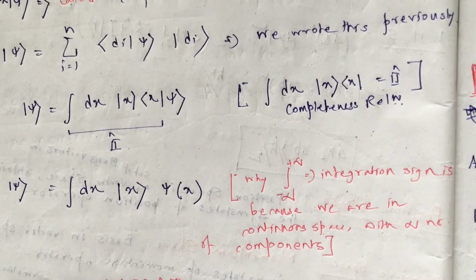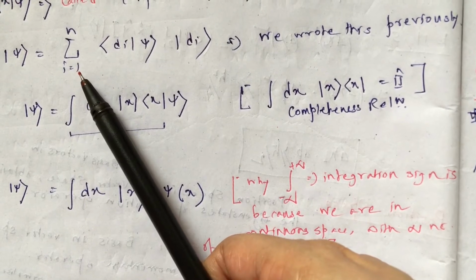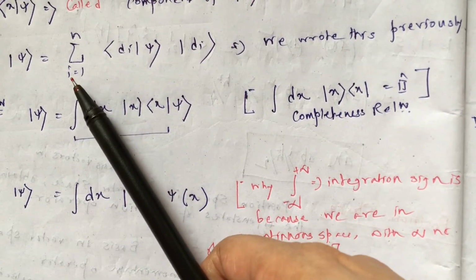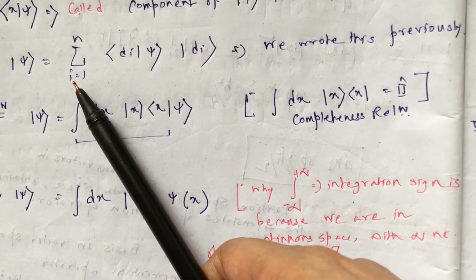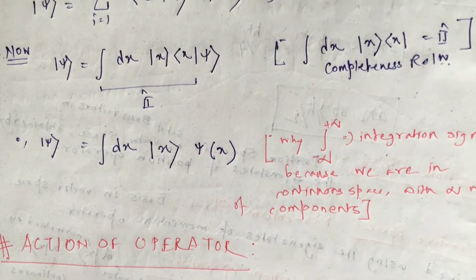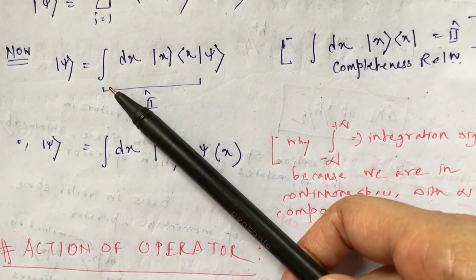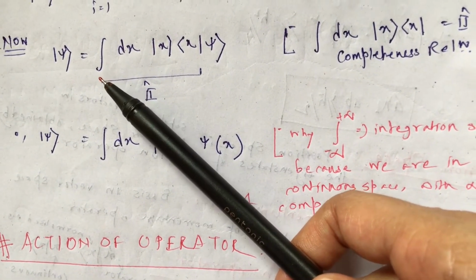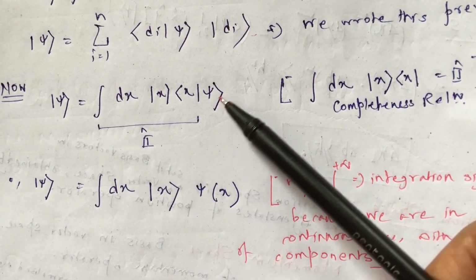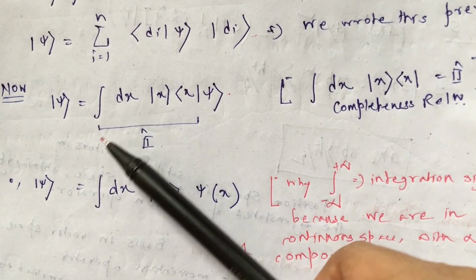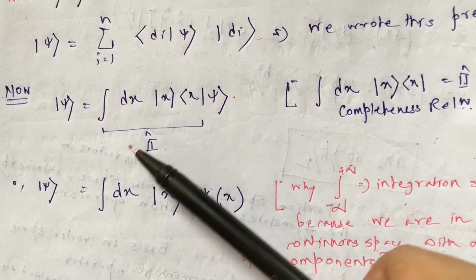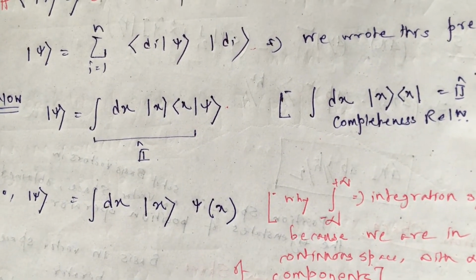As we are in discrete space, I have taken this summation sign, which runs from i equal to 1 to n, and i takes only discrete values. But here in continuous space, this summation sign will become an integration sign. And this relation becomes this, because the integral of dx, the outer product of |x> with <x| itself, is nothing but the identity, as we have just defined.